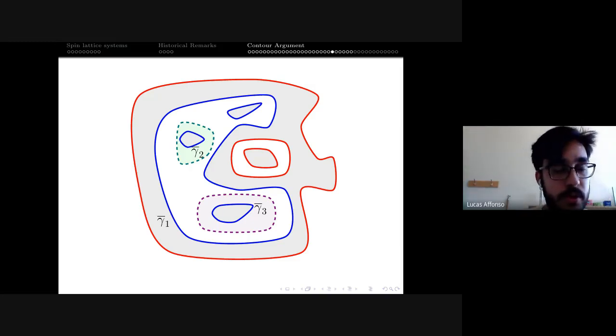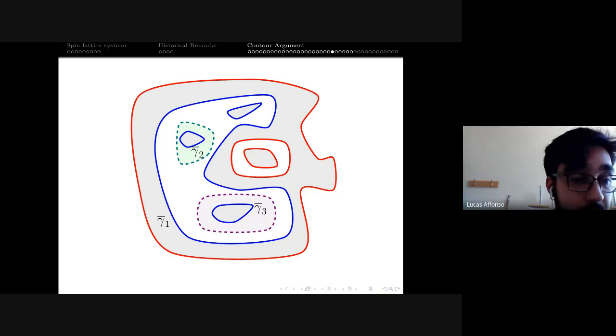So what happens is that, as you see, if you look at gamma 1, you have a problem of defining what is the label, and a label in the sense of what color you have in the boundary.